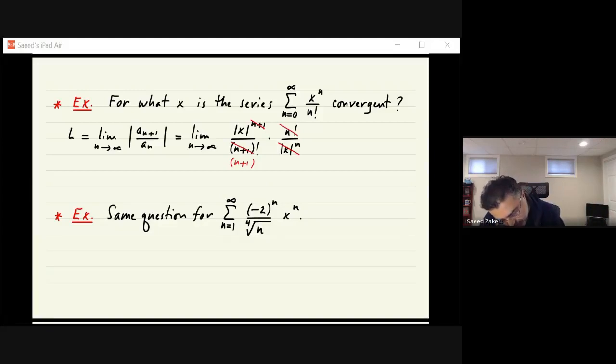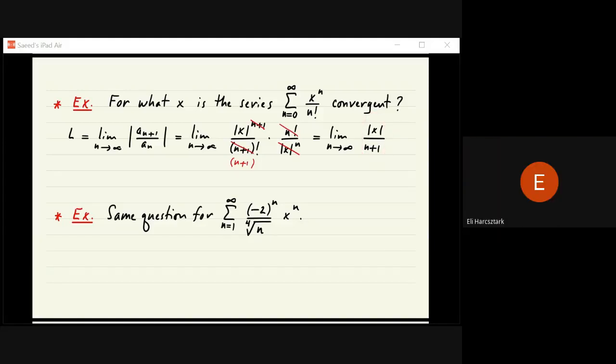And what this means is that this is simply the limit as n goes to infinity. The only thing that survives is one absolute value of x on the top and one n plus 1 on the bottom. Now, for any given x, can you tell me what this limit is? For any fixed number x, what happens to this expression as n goes to infinity? Goes to 0. It goes to 0.